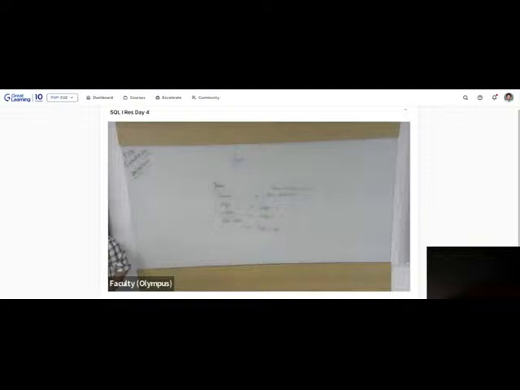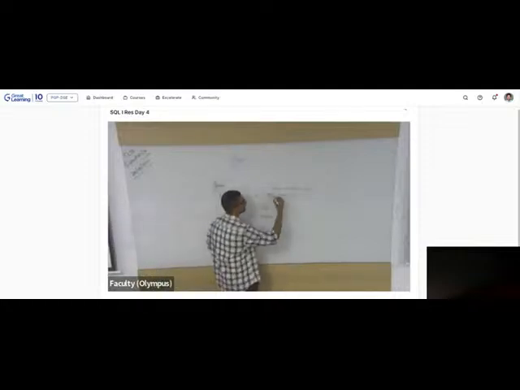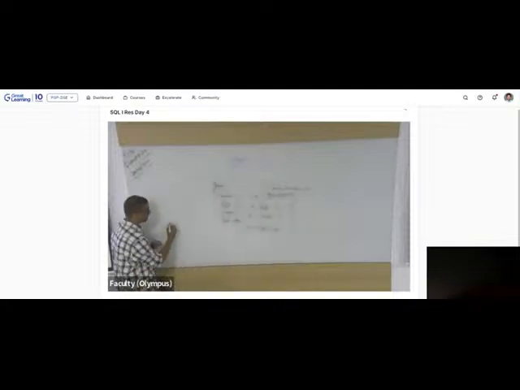Next, there is one join called natural join. What this natural join does is, in natural join, the on condition is not written. You should not write the on condition. So how will MySQL determine on what condition to join?